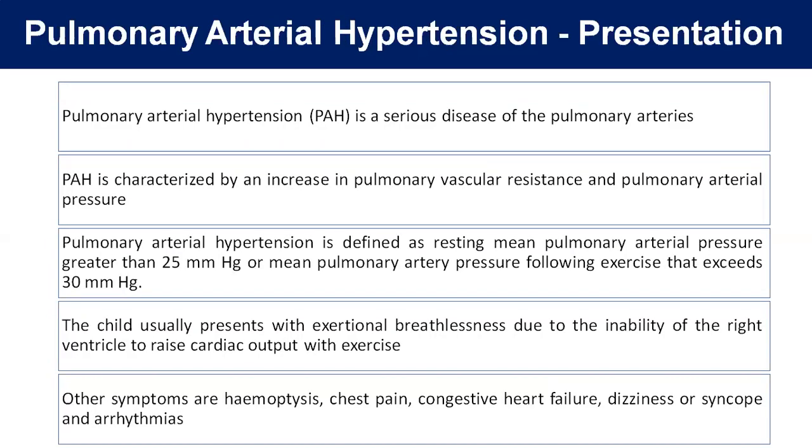Next is pulmonary artery hypertension. PAH is also a very serious disease of the pulmonary arteries and is characterized by an increase in pulmonary vascular resistance and pulmonary arterial pressure. Pulmonary artery hypertension is defined when a resting mean pulmonary artery pressure exceeds 25 millimeters of mercury, or mean pulmonary artery pressure following exercise exceeds 30 millimeters of mercury.